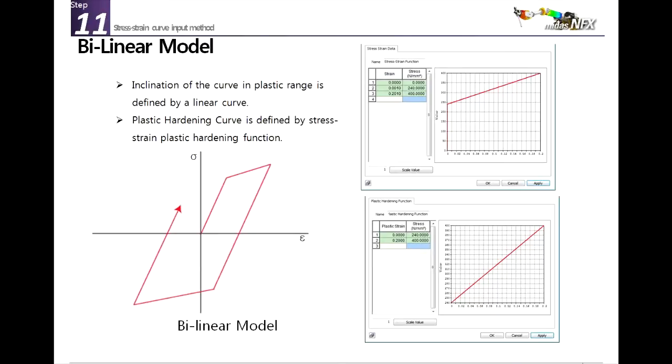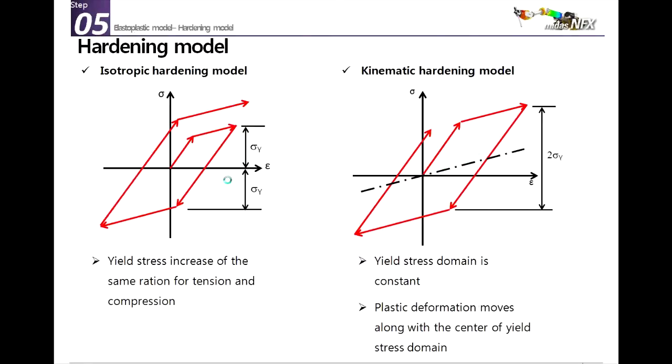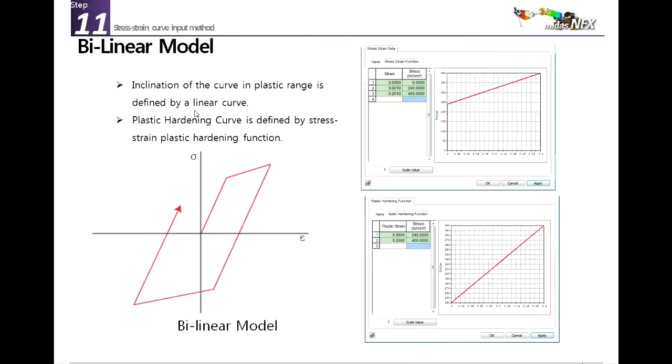Now the bilinear model. So the bilinear model is actually a kind of kinematic, no, not kinematic, it's the first one, the isotropic. It's a kind of simple isotropic model. So you have it like that. So you have two ways to define this model. You can define the plastic hardening curve or the stress-strain function as well.